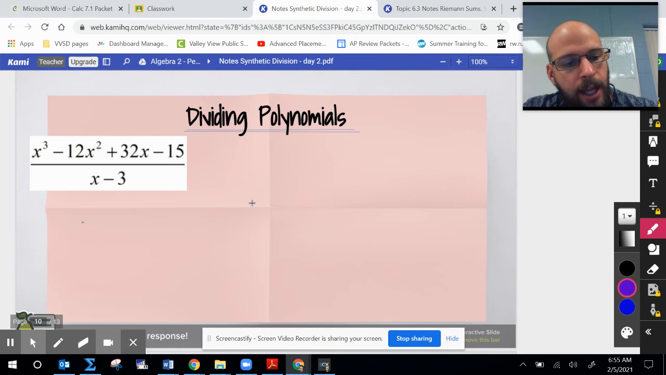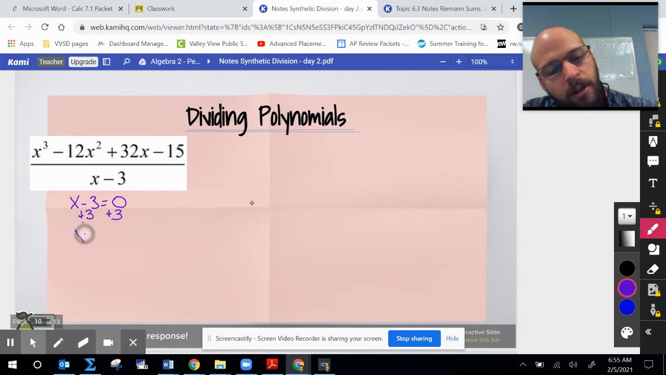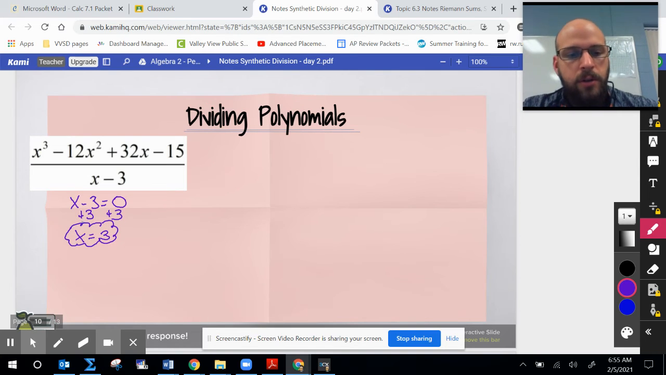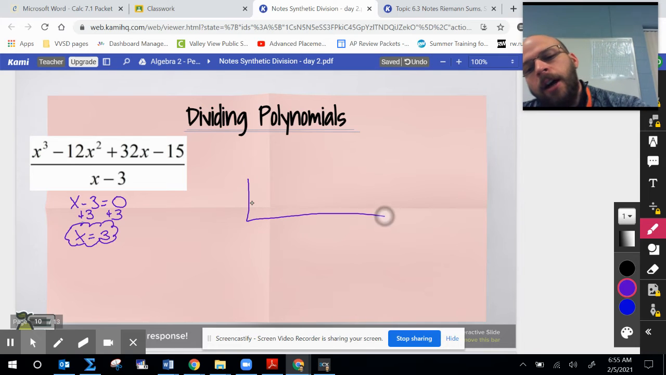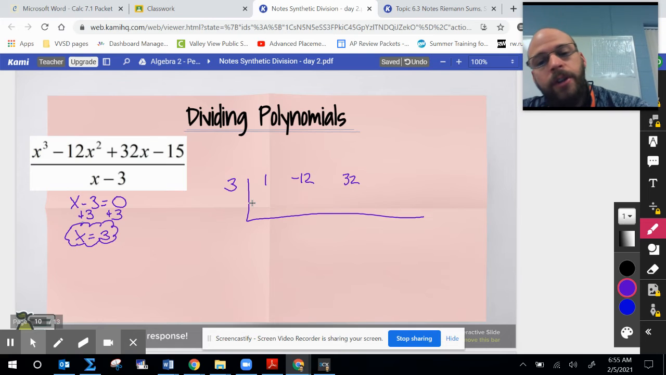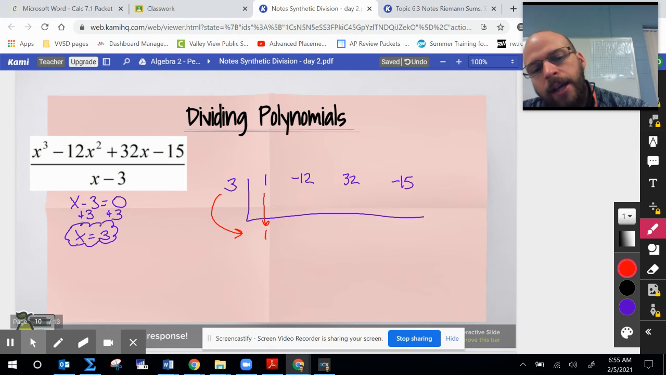So I'm going to do this with synthetic division. We're going to take that denominator. We're going to set it equal to 0. I'm going to solve it, which gives me x equals 3. Okay, I'm going to set up my synthetic division. I put a 3 on the outside. On the inside, I'm going to put all the coefficients for the original problem.